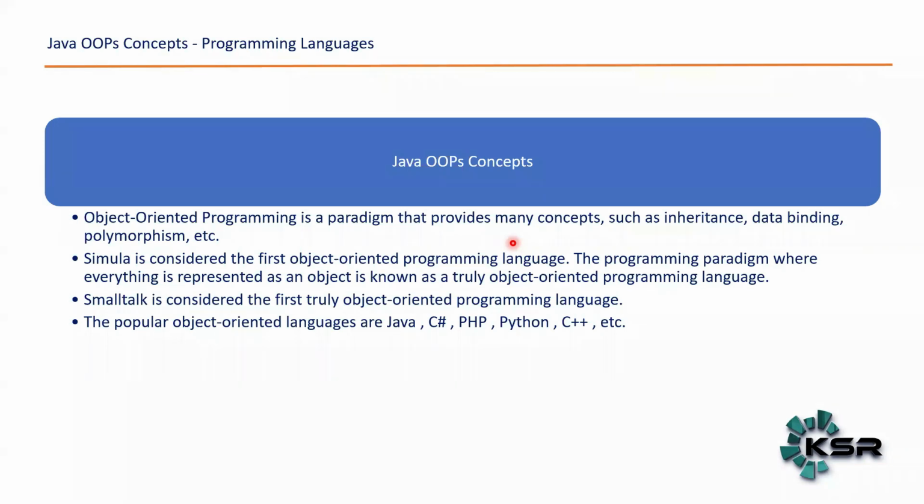Hereafter, you have to understand each and every concept, because in the entire framework we'll be using all of it in our coding. So Java, we say, is an object-oriented programming paradigm, and concepts like inheritance, data binding, polymorphism, etc. are there. We'll see them one by one.